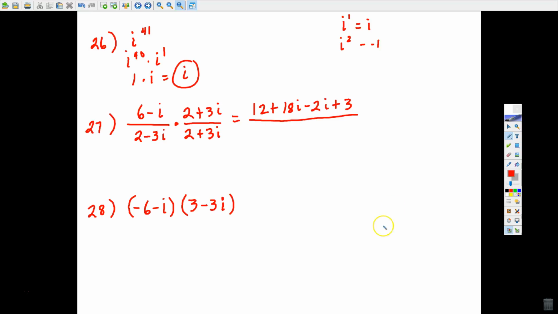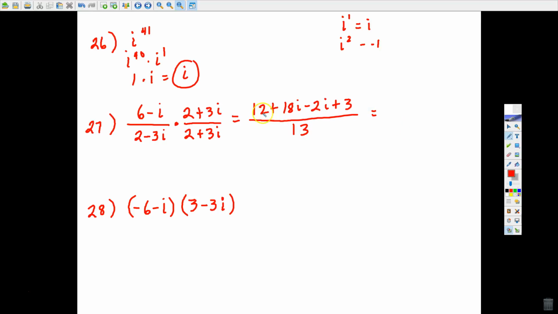Alright, and then on the bottom, for conjugates, we just need to worry about multiplying the first 2 terms together and the last 2 terms together. But again, since i squared is -1, that's like -9 times -1. That's plus 9, and that makes this 13. 4 plus 9 is 13.